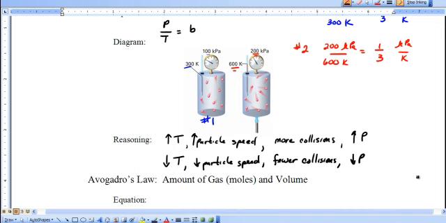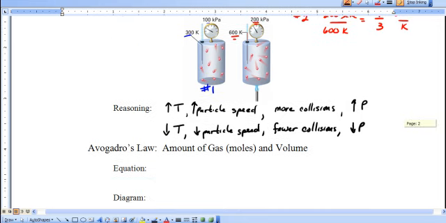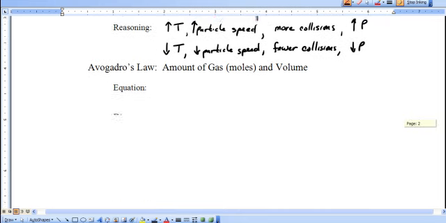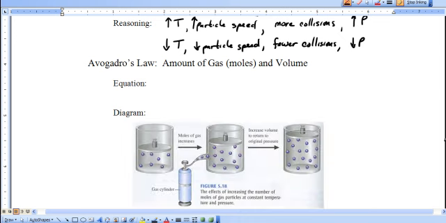All right, so in this podcast we took a look and cleaned up Charles's law, the relationship between volume and temperature. We've also taken a look at Gay-Lussac's law, which is the relationship between pressure and temperature. In the next podcast, we're going to take a look at what's called Avogadro's law. It's a relationship between the amount of gas and the volume. And then we're also going to take a look at what's called the combined gas law.